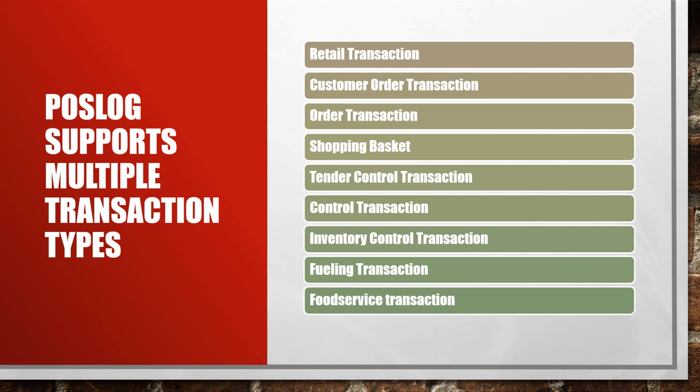Then there are control transactions, like somebody logging in or logging out of a particular point of sale. There are inventory control transactions, because in some places the store is too small to have a separate inventory system, so they use their point of sale to log items into their inventory for the local store. The fueling transaction has a couple of unique aspects, for example, a drive-off, and so it has to be able to manage those, as well as the food service transaction.